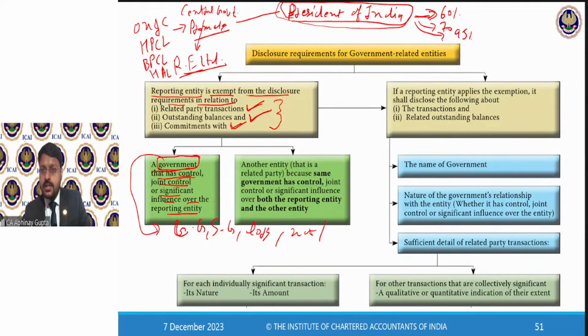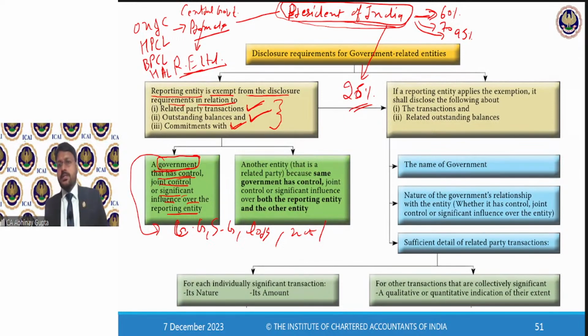60%, 70%, 95%, as I explained, which is appearing in the promoter shareholding as the President of India, or a significant influence. Suppose they do not have the major shareholding, suppose the President of India, instead of holding more than 50%, has say a 20% or 25% stake in a particular company. In that case, they might have significant influence, or it might be possible that the President of India with other parties controls that entity. So control, joint control, or significant influence over the reporting entity, that is the condition.